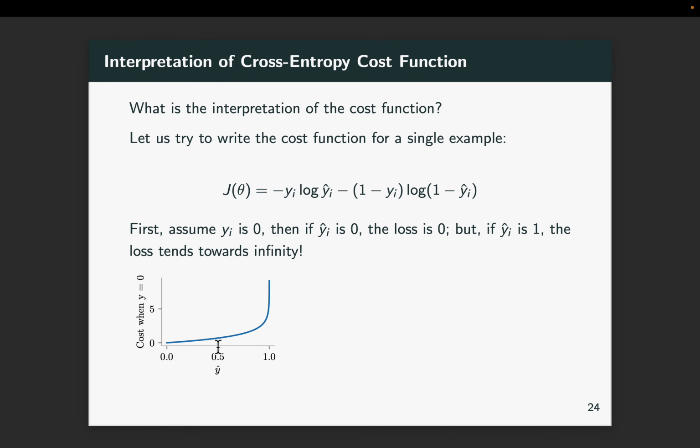When y hat tends to 1 and y is 0, it means you have perfectly misclassified the example. You should incur a very, very high loss, which is what you will see. It will tend towards infinity, a very large number. Typically, because you are representing these things on a computer, it will not be exact infinity, it will be a large number.